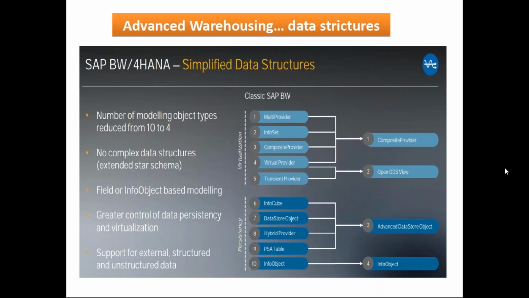The thing is, see this. So what they did? They completely replaced it with only one info object. One type of tool. So what is info set? What is multi-provider? What is composite provider? Okay.